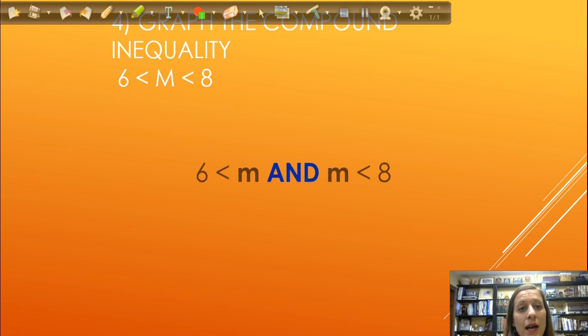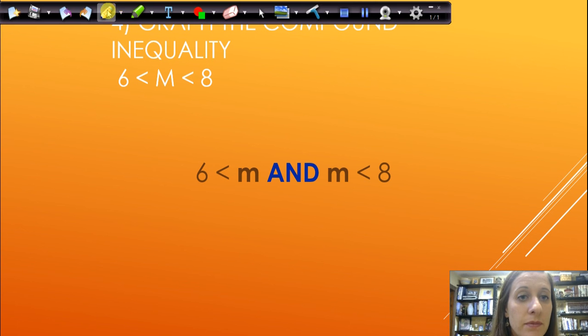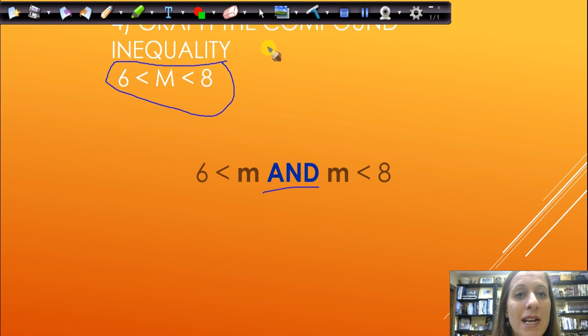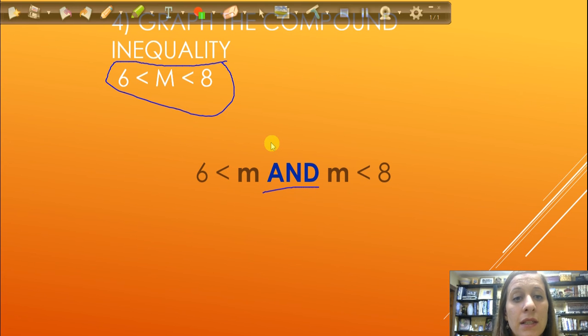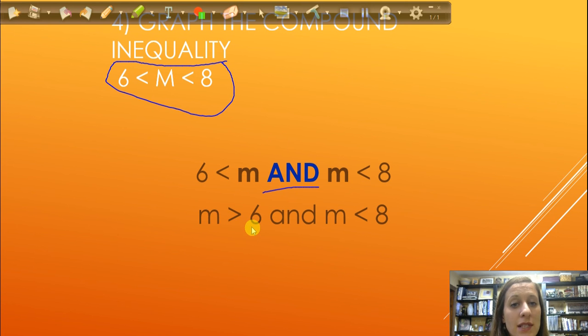Now we're going to graph the compound inequality -6 < m < 8. When you see this notation, you need to realize that it represents the word and. So we should really be reading this as -6 is less than m and m is less than 8. We are just saving ourselves time by not writing the word and, and by writing the letter m one time. The problem with this notation is the first inequality is written backwards. -6 is less than m, we really want to have written as m is greater than -6.